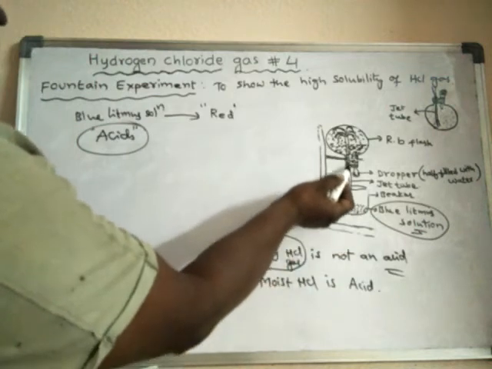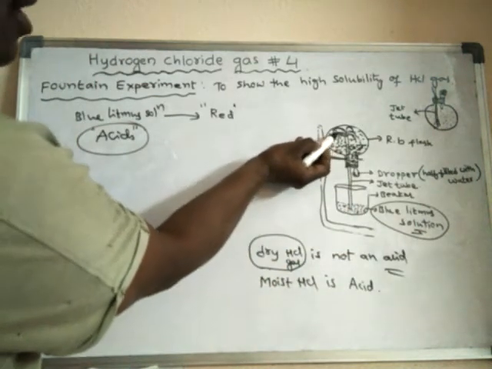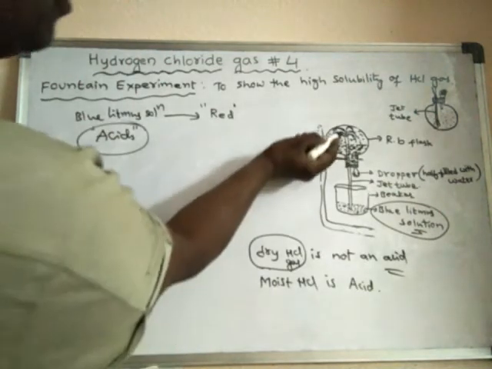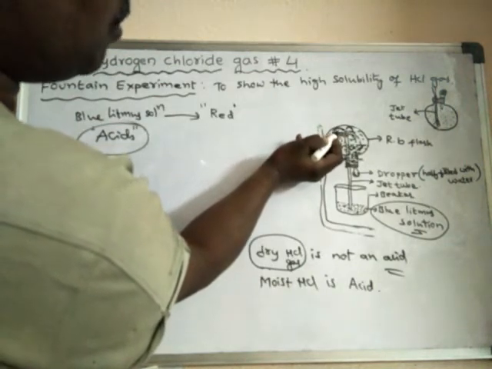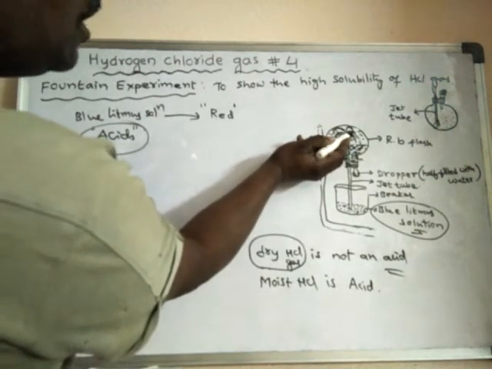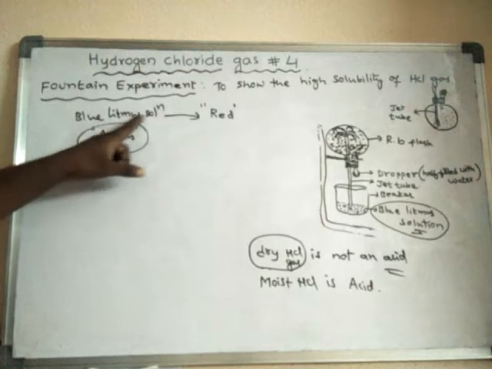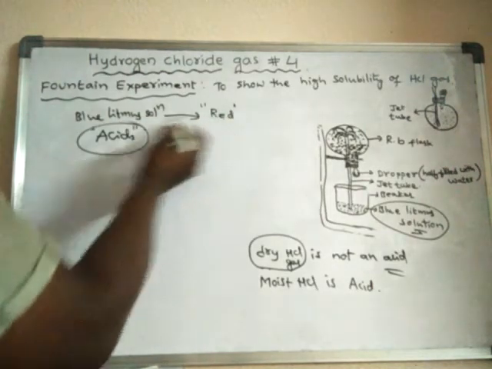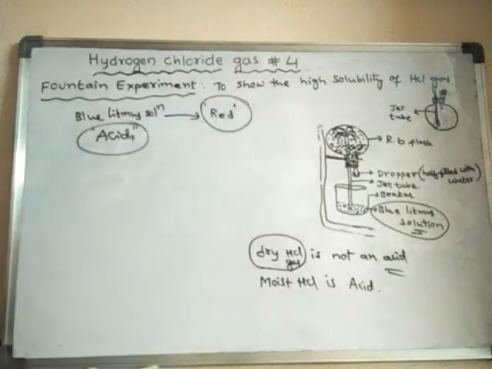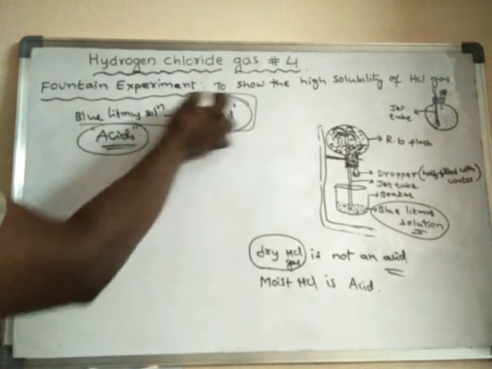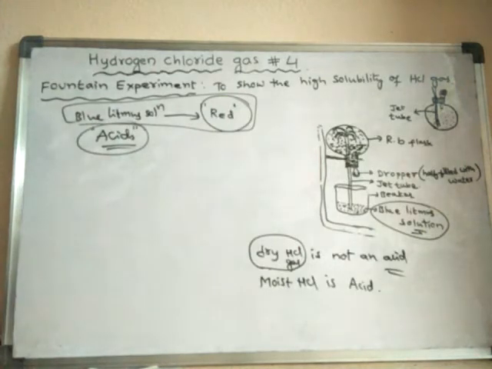So because the blue litmus solution is moving up and comes out in the form of a fountain. Okay. In this area some little amount of dry HCl gas is present. When that dry HCl gas comes into contact with the blue litmus solution, immediately the blue litmus solution will turn into red, because acids convert blue litmus solution to red litmus solution.